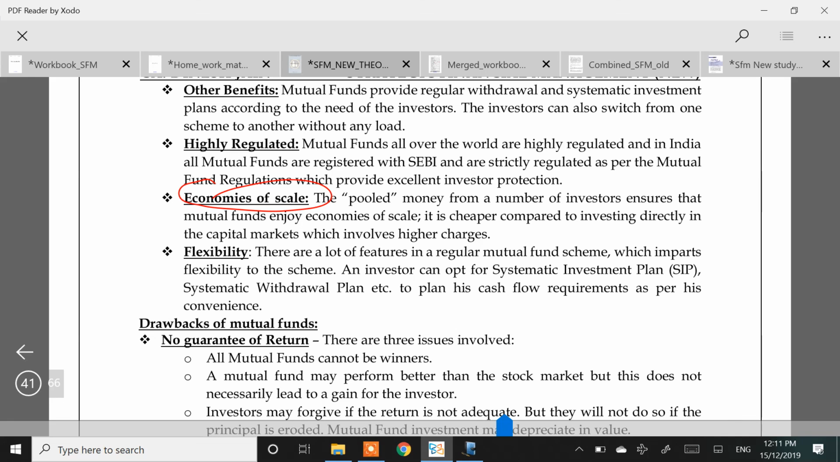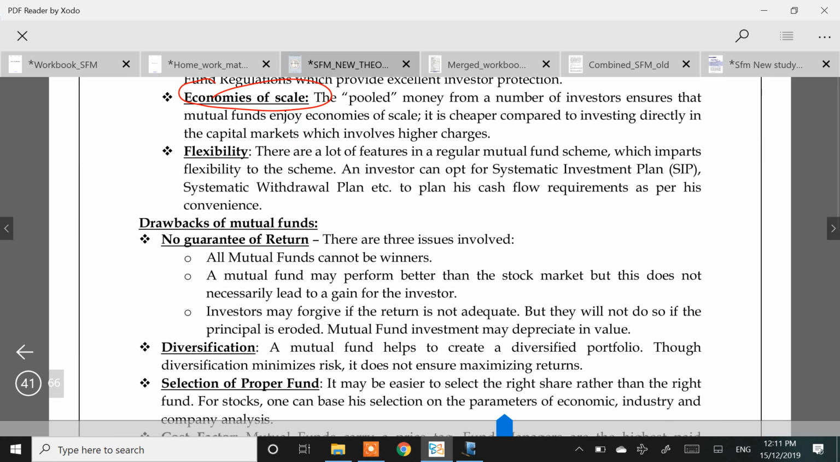There are certain drawbacks in mutual funds. The drawback is that there is no guarantee of return. This is the most important factor. All mutual funds cannot be winners. Mutual funds may perform better than the stock market, but this does not mean it will always be a gain. Investors may forgive if the return is not adequate, but they will not do so if the principal is eroded. So sometimes even the principal can get eroded.